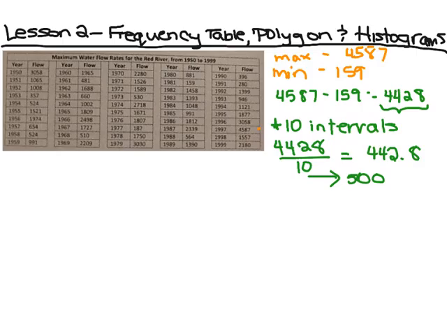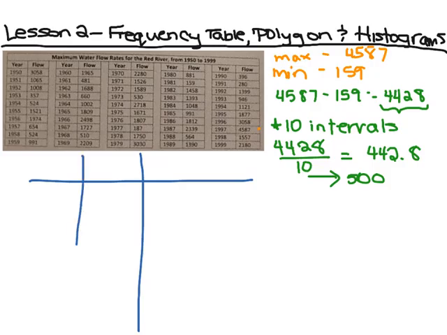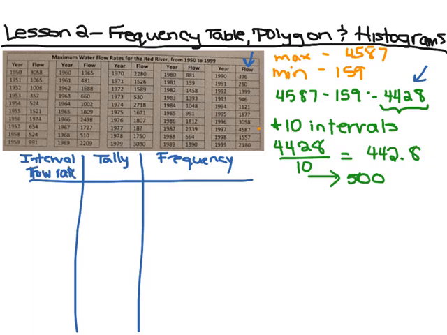Now we're going to make a chart. So we have 3 sections. There's the interval, the tally, and the frequency. So since the intervals have to do with our range, which is these numbers, this is our flow rate. The tally is just a tally, and the frequency is the number of years.